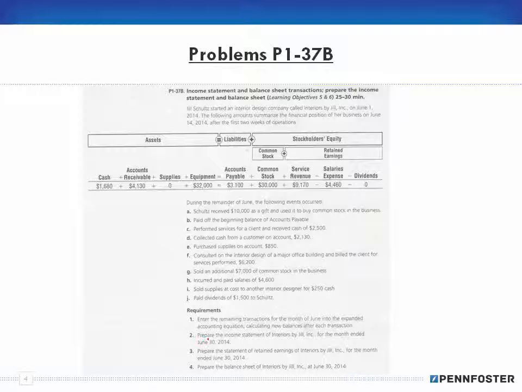The reason why is because number 2 says prepare the income statement for the month ended June 30th. Then number 3 says prepare the statement of retained earnings. And then number 4 says prepare the balance sheet. So that's generally what we're going to do with this problem. And notice that it took me 10 minutes just to explain what I'm going to be doing for this particular problem. So I will be seeing you in the next video.